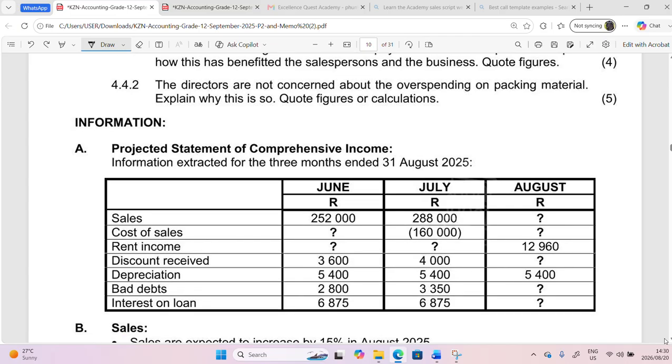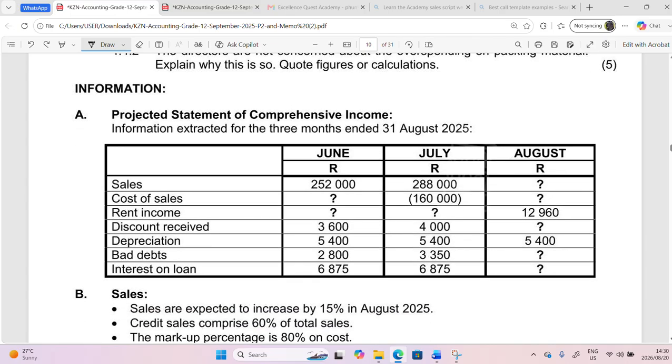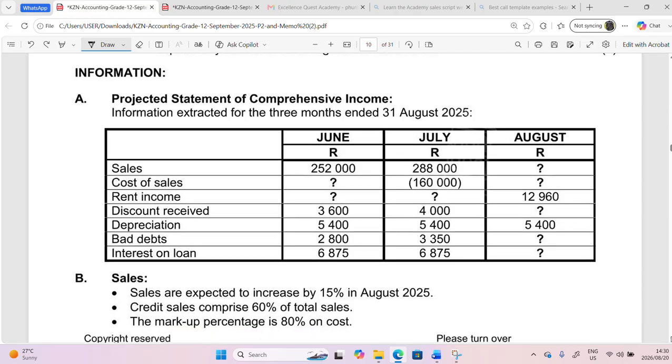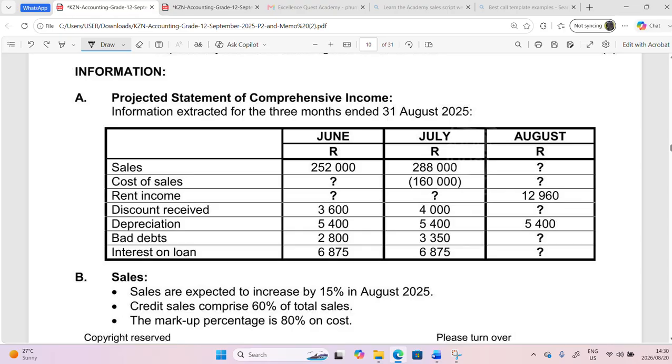Let's check information A and B. A, we have the projected income statement. B, they are saying sales are expected to increase by 15% in August. Can you notice that we don't have sales for August? So to get our credit sales for August, here's what we need to do. We take our July. On July, we have 100%. That 100% will be increased by 15, and then we'll end up having 115% on August.